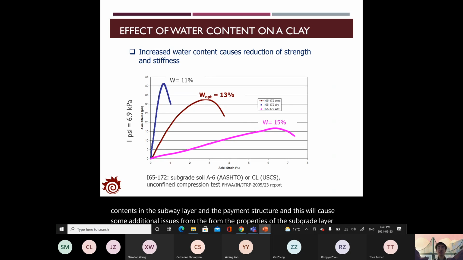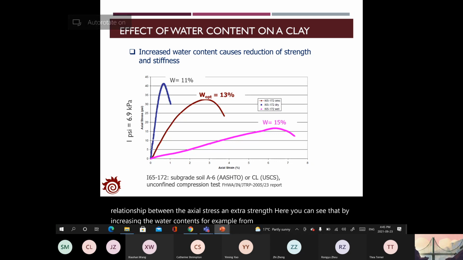Generally, with this figure, you can find out the impact of the water content on the reductions in the strength and stiffness of the subgrade layers. In this figure, you can see 3 lines, each representing the relationship between the axial stress and axial strain. Here you can see that by increasing the water content, for example, from 11% to 15%, the maximum stress that can be supported by this kind of soil will decrease dramatically.